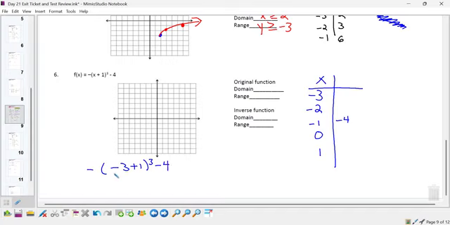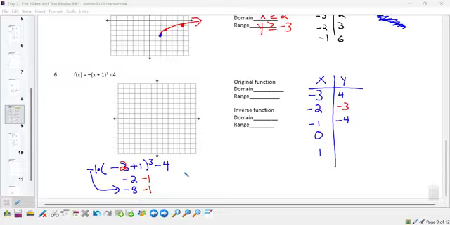Okay, so here we've got negative 2. Cubed would be negative 8. Now this negative outside is like a negative 1 times. Negative 1 times negative 8 becomes 8. 8 minus 4 is 4. Now if I put a negative 2 in here, negative 2 plus 1 becomes negative 1. Cubed is negative 1. Times negative 1 is positive 1. Minus 4 is negative 3.